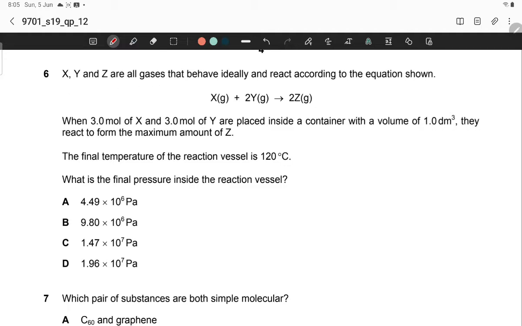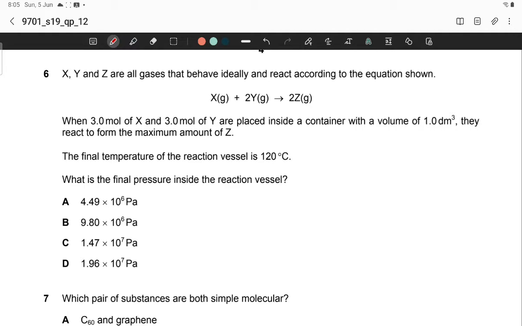Next question is question number 6. X, Y and Z are all gases that behave ideally and react according to the equation shown. When 3 moles of X and 3 moles of Y are placed inside a container with a volume of 1 dm cube, they react to form the maximum amount of Z. The final temperature of the reaction vessel is 120 degrees centigrade. What is the final pressure inside the reaction vessel?